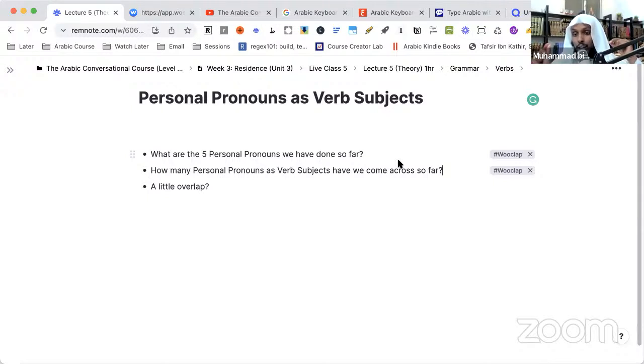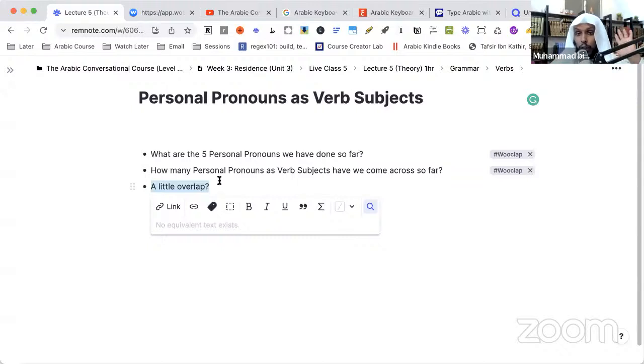But these letters that come at the beginning of the verb, they give away which personal pronoun it is. Askunu, we hear askunu, we know it's ana. We hear taskunu, we know it's either anta or hiya. We hear yaskunu, we know it's huwa. Is that clear? And I've mentioned already there's a little overlap here when it comes to taskunu, referring to anta and hiya. And we've already explained that.